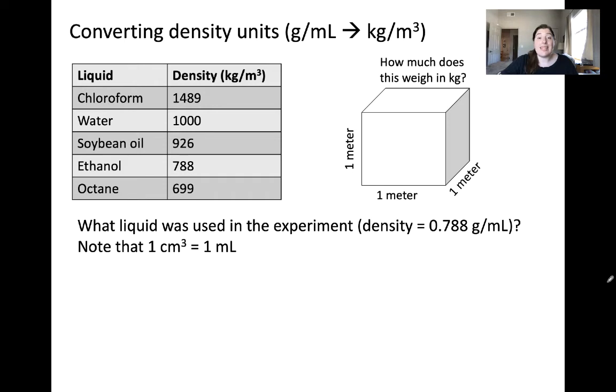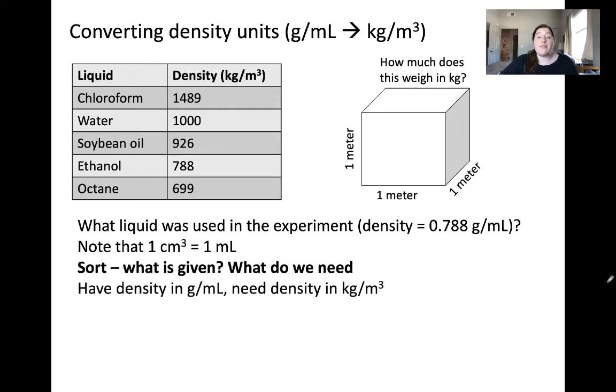Let's determine the liquid's identity. We're given the information that 1 centimeter cubed is equal to a milliliter, which will be really important as a conversion factor in this problem. The first step in a complex problem like this is to sort.